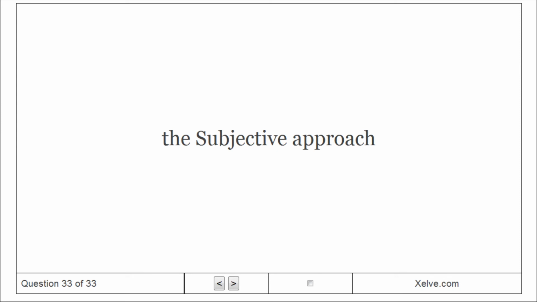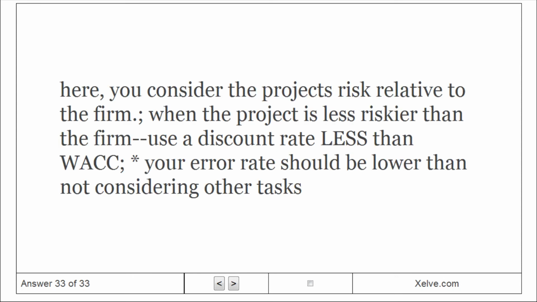The subjective approach. Here, you consider the project's risk relative to the firm. When the project is less risky than the firm, use a discount rate less than WACC.